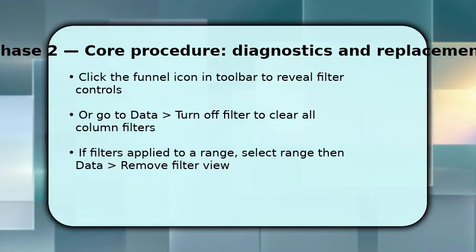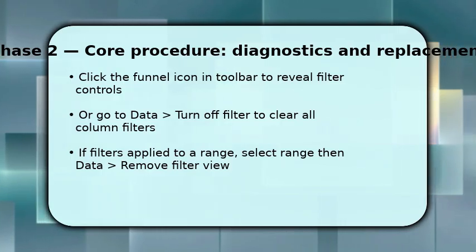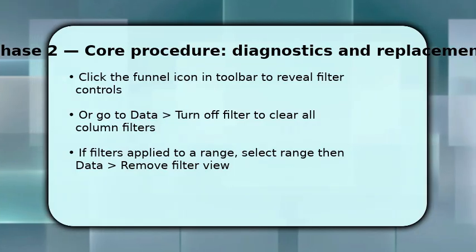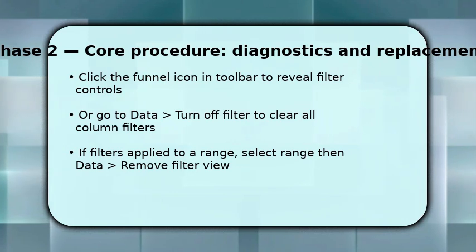If the sheet uses a filter view, open Data, choose Filter Views, then select the active view and click Remove or Close. This stops the view without altering others. Make sure to verify rows returned match expectations before continuing.